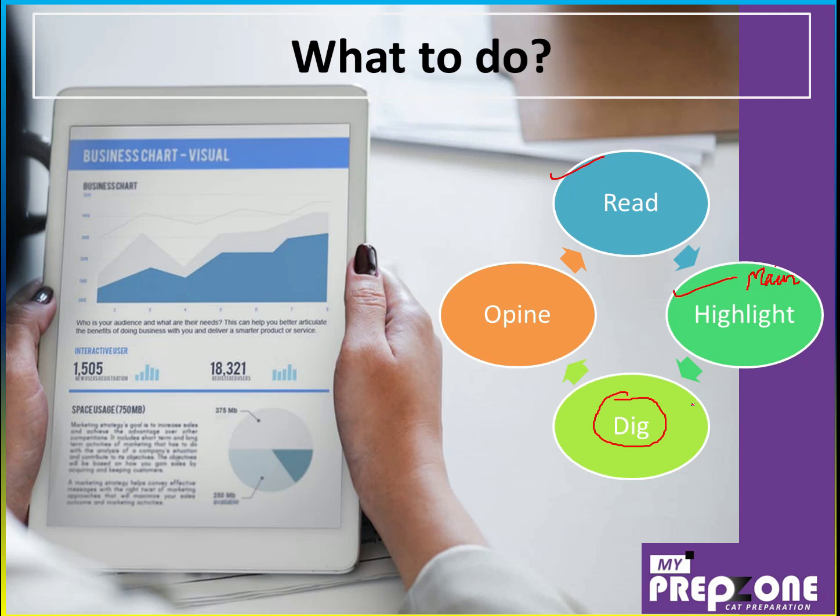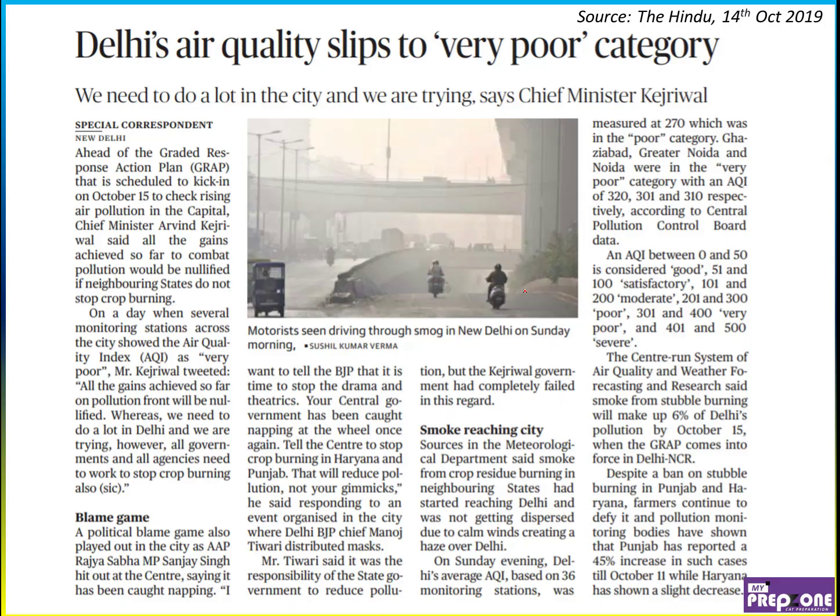Now, when I say dig, it simply means, whatever is just mentioned or not given properly, you just have to go and check it on the internet. And as I say dig, I have no shame in telling you that I am talking about Googling it. And finally, opine. Make your opinion, of course, substantiated by data. So let's see how this is done.